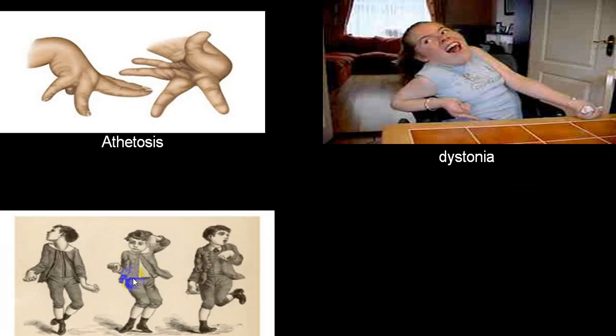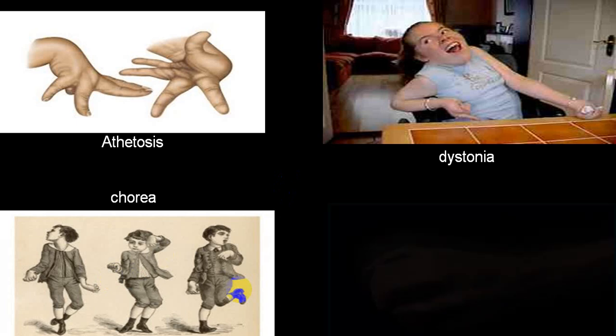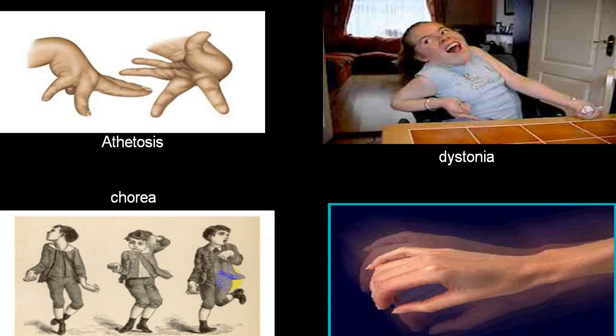This is typical athetosis. This is dystonia. This is chorea, very commonly seen in rheumatic chorea or what we call Huntington chorea. And these are tremors, alternating rapid movements.